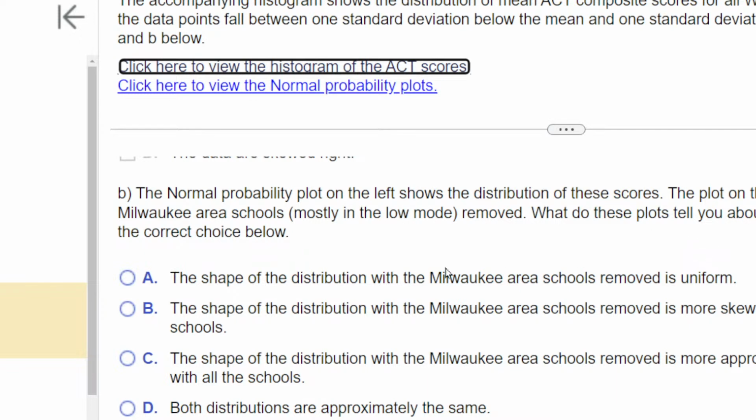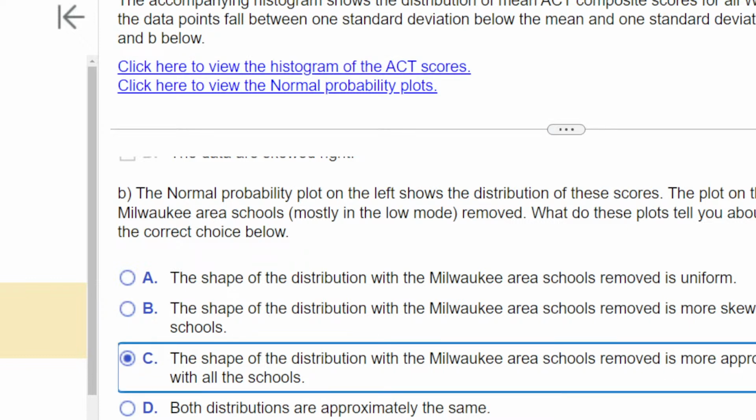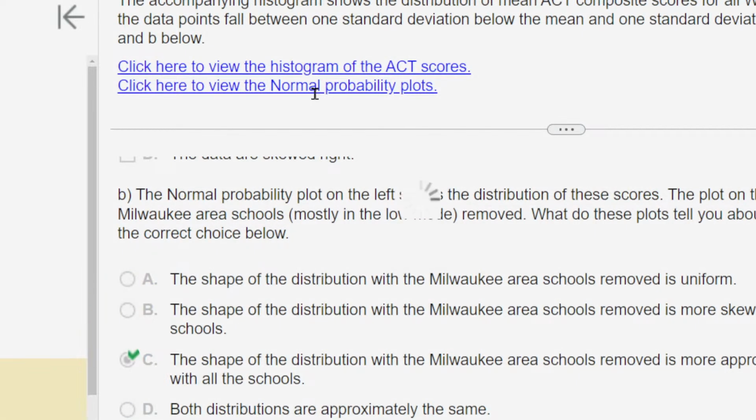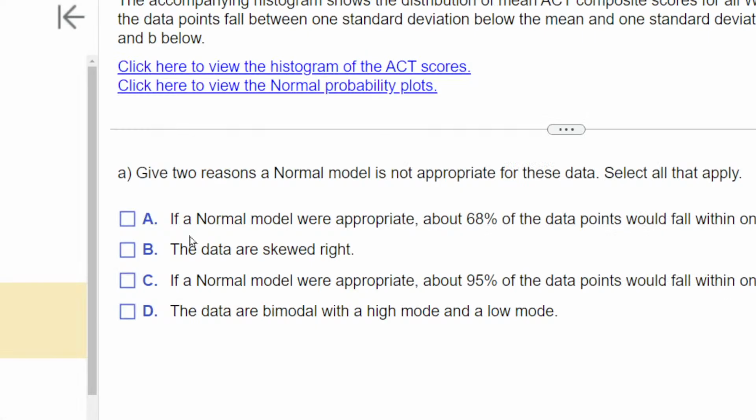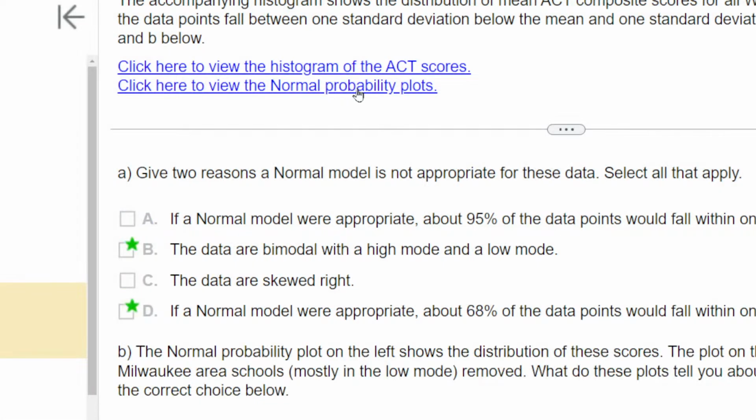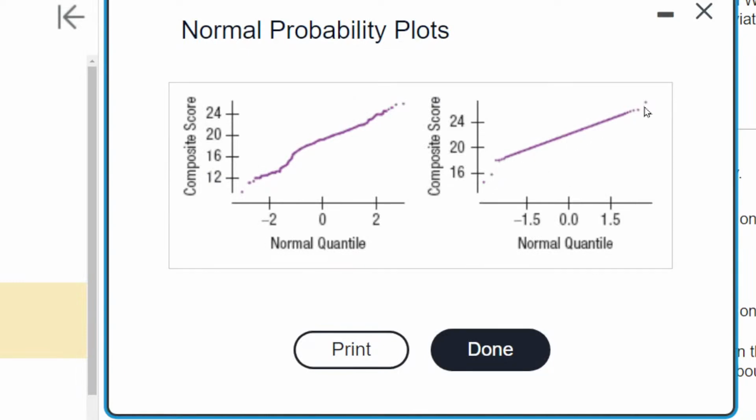What do these plots tell you about the shapes of distributions? The shape of the distribution with the Milwaukee schools removed is more approximately normal. And that's what we're looking at right here. We'll go back to it. It's going to delete the question on me. Oh, it did. This is more approximately normal.